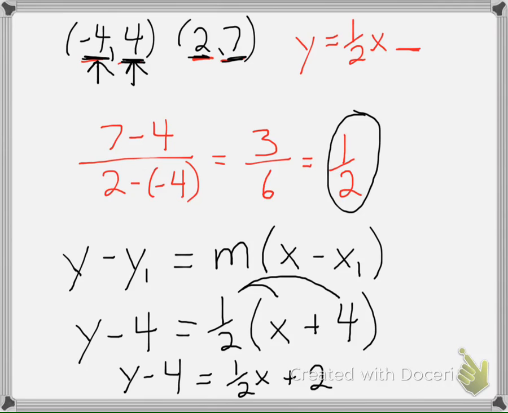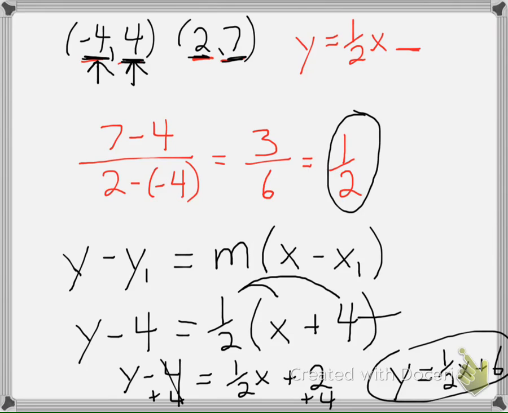2. And then to finish solving, to get it in slope-intercept form, I would need to add that 4 on both sides. And then our final answer, my 4's go away, so I have y equals 1/2 x plus 6. So that would be the final answer in slope-intercept form.